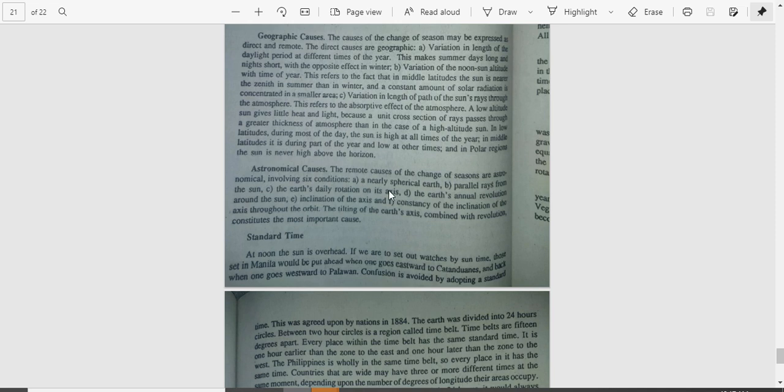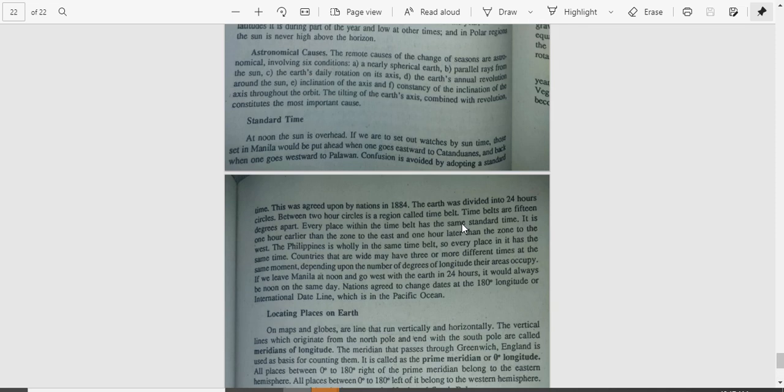First, the nearly spherical Earth, then the parallel rays from the sun, and for letter C, the Earth's daily rotation on its axis. D is the Earth's annual revolution around the sun. E, inclination of the axis, and F, constancy of the inclination of the axis throughout the orbit. The tilting of the Earth's axis combined with the revolution constitutes the most important cause.